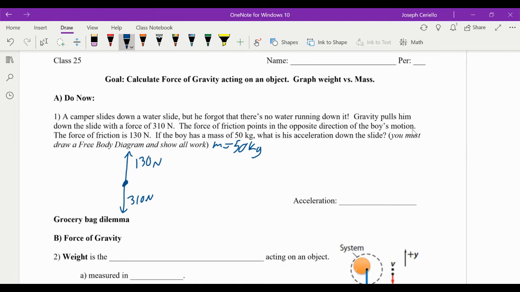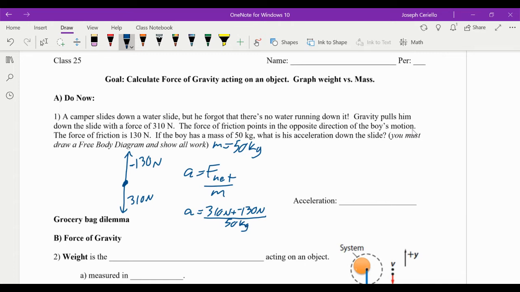So you have to choose one direction to be positive, one to be negative. Doesn't really matter. I will make up the incline negative, right? So up the water slide negative. So we're going to use the equation a equals F net over m. I'm going to plug in F net. So F net, you just go to the free body diagram and put in those two forces. So 310 plus negative 130 divided by the mass, which is 50.